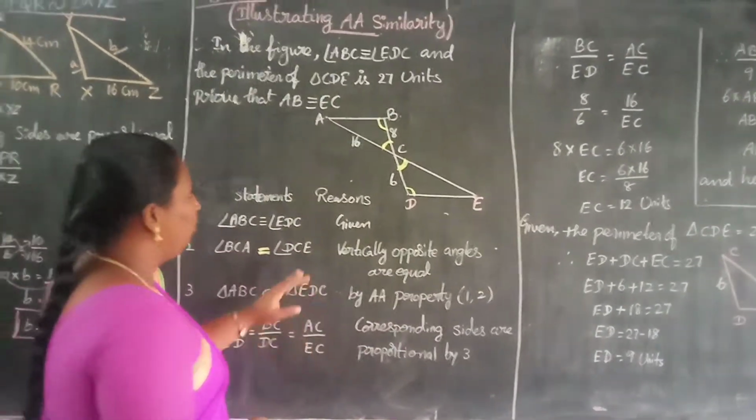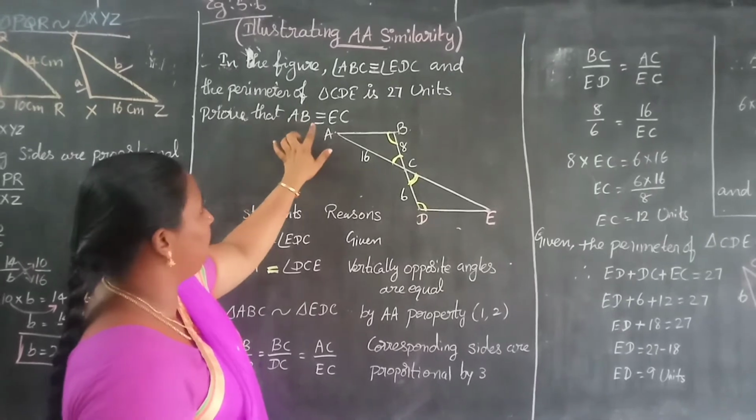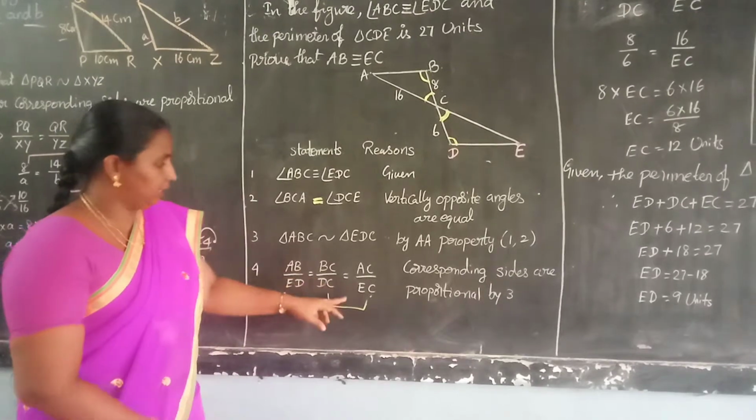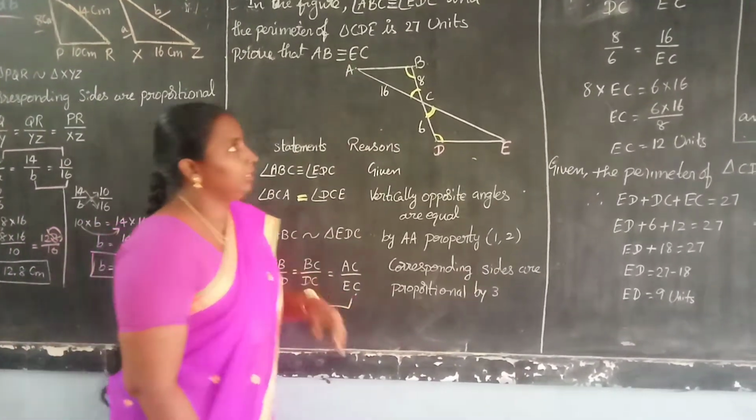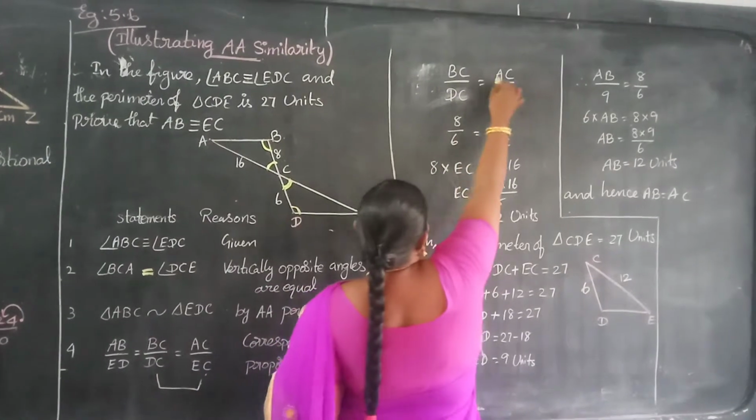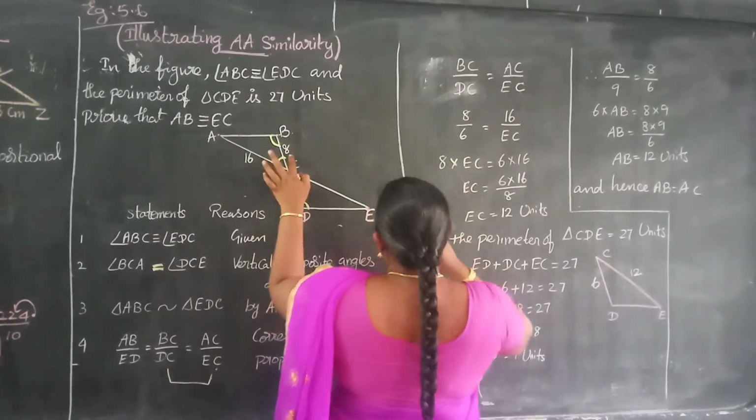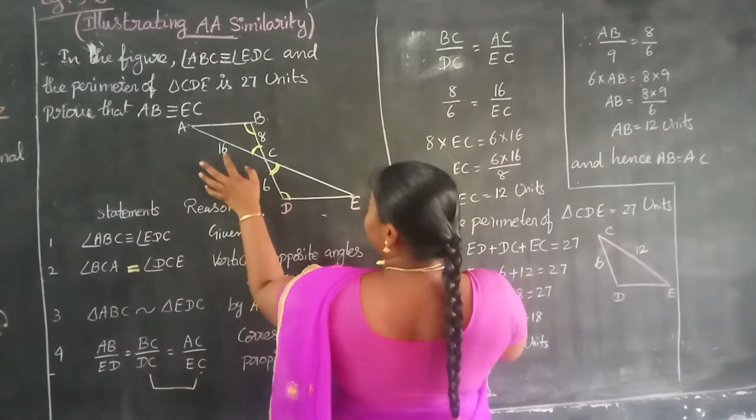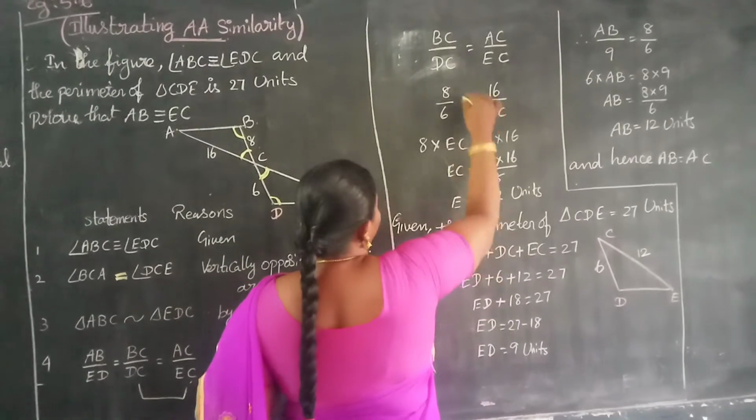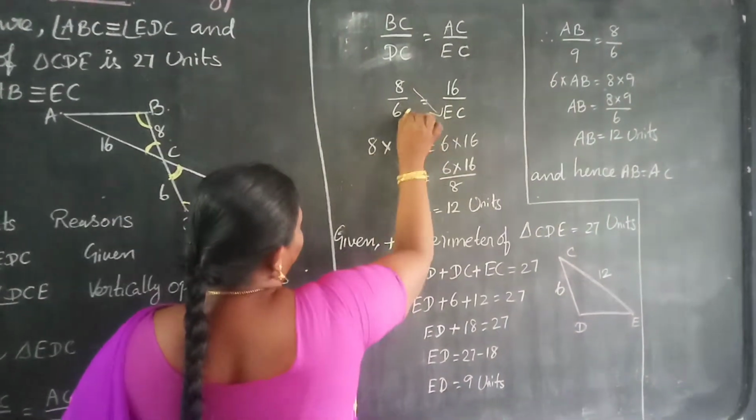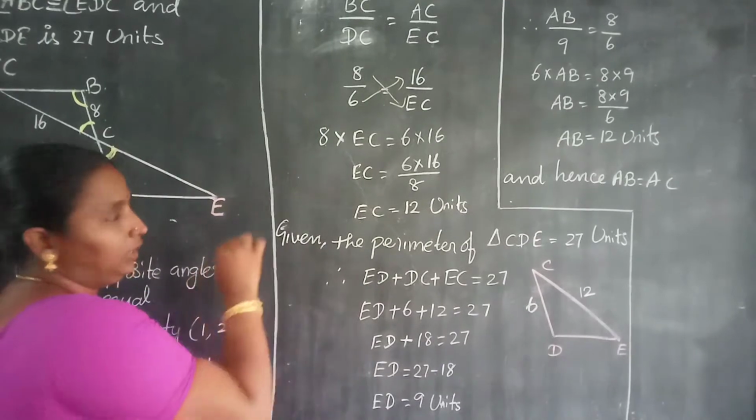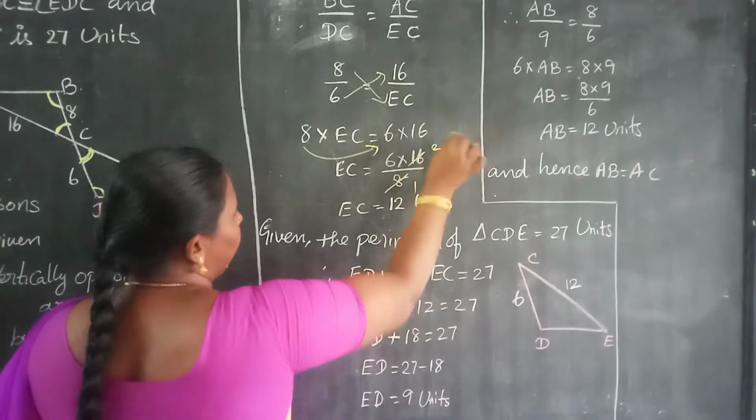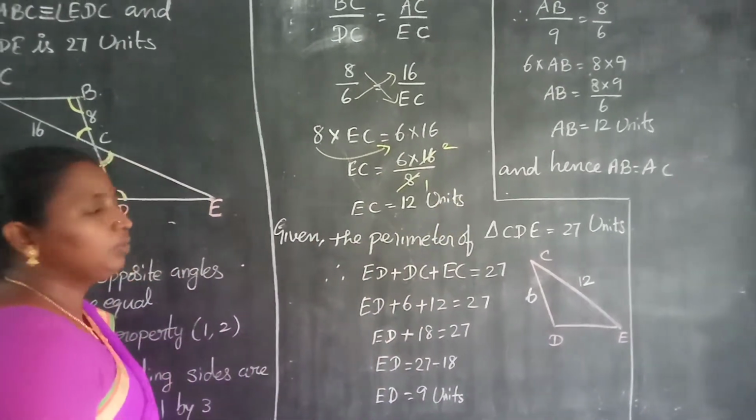Okay, next step, we have to prove AB is congruent to EC, no? BC by DC equal to AC by EC, because we need EC for that. So BC value is 8 and DC value is 6. So 8 by 6 equal to AC is given as 16 divided by EC. Do the cross multiply. 8 into EC equal to 6 into 16. Send this 8 to the RHS side, it will divide. Then you can cancel this 8. One side 8, other side will get EC equal to 12 units.